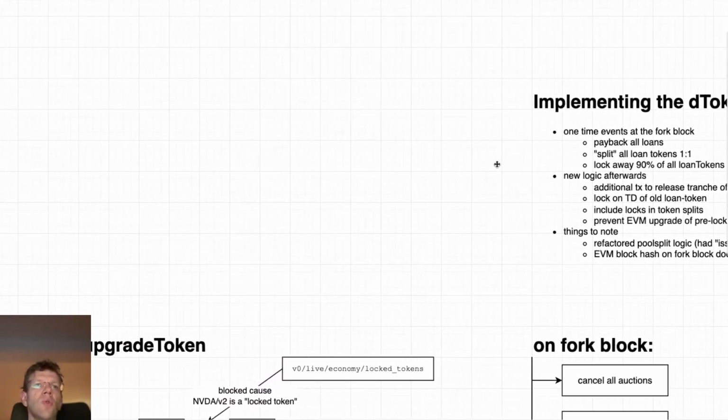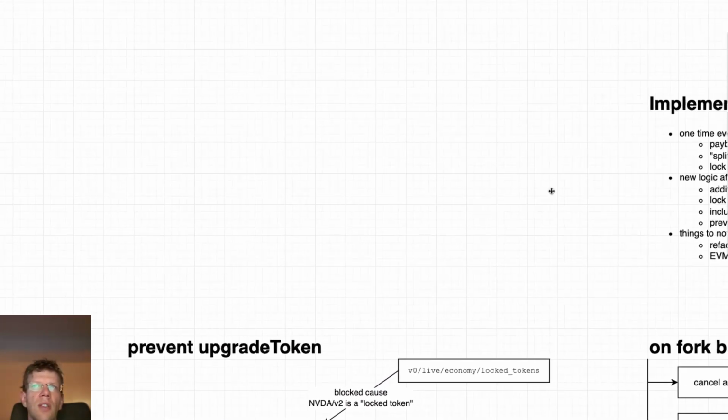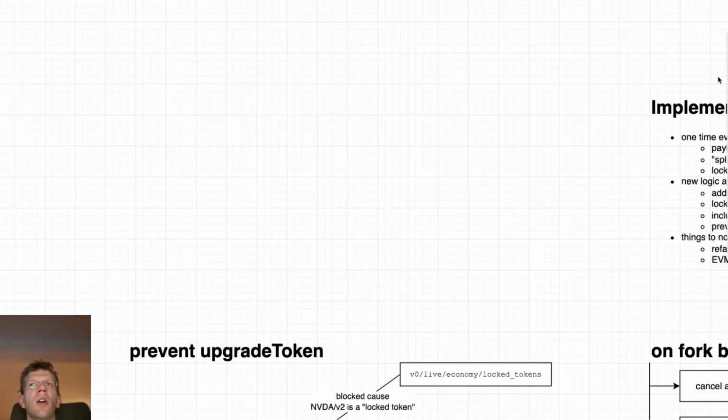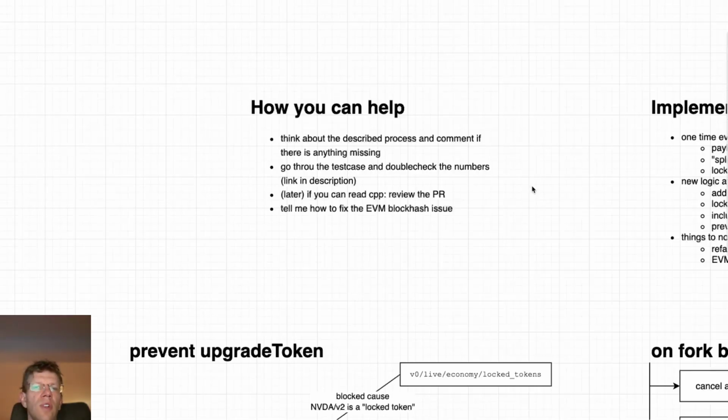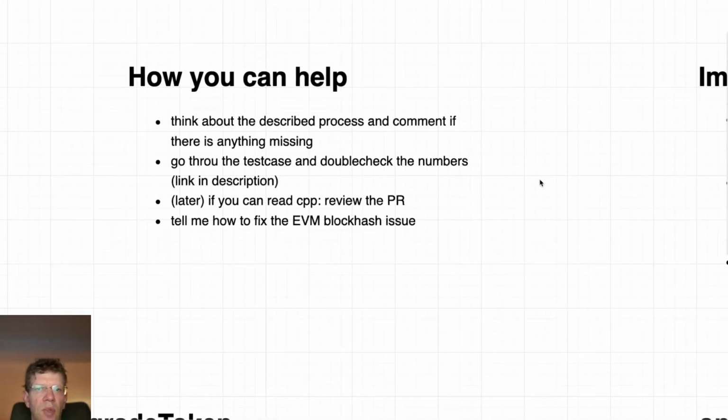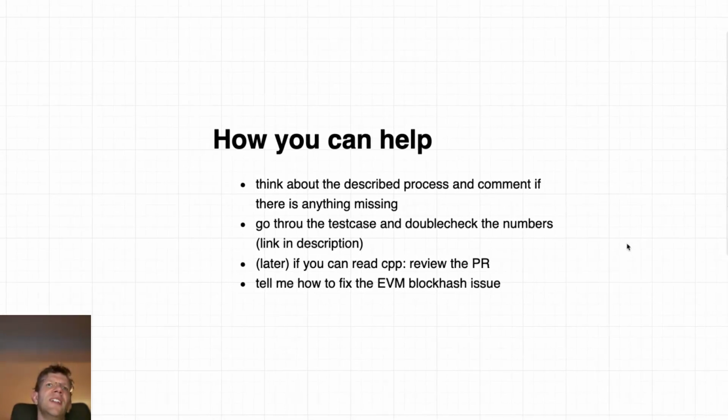Now, what can you do? Because I talked a lot about what I did in the last 30 days or last month. Now, what can you do to help with all that? Let's make it bigger because it's important. First, think about what I described here. Think about the goal of the DFIP and everything, and see if you think this is all.